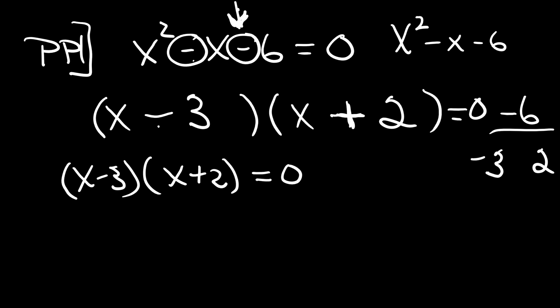And hopefully you won't have to do this very long. But the way it goes is I'm going to put x minus 3 and get it equal to 0. And how about x plus 2 and get that equal to 0?